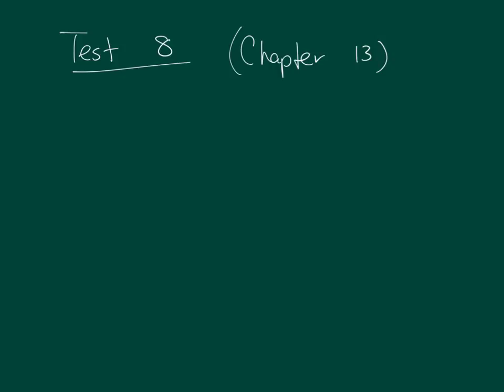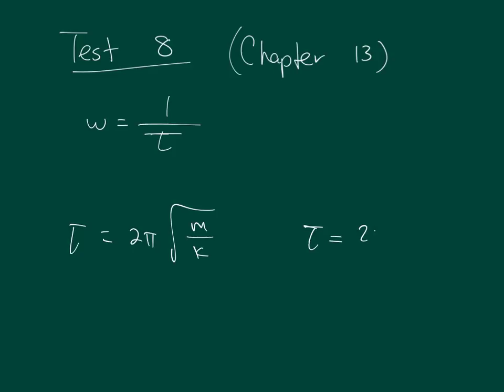So the main formulas that we started with, we had 3 of them. We started with this one, which told us that omega equals 1 over tau. We also had tau equals 2 pi root m over k, and tau equals 2 pi root L over g. These are the formulas from 13.1 and 13.2 that were important, that really do explain almost everything in this section. These 3 formulas give me all the information I need for the whole section.